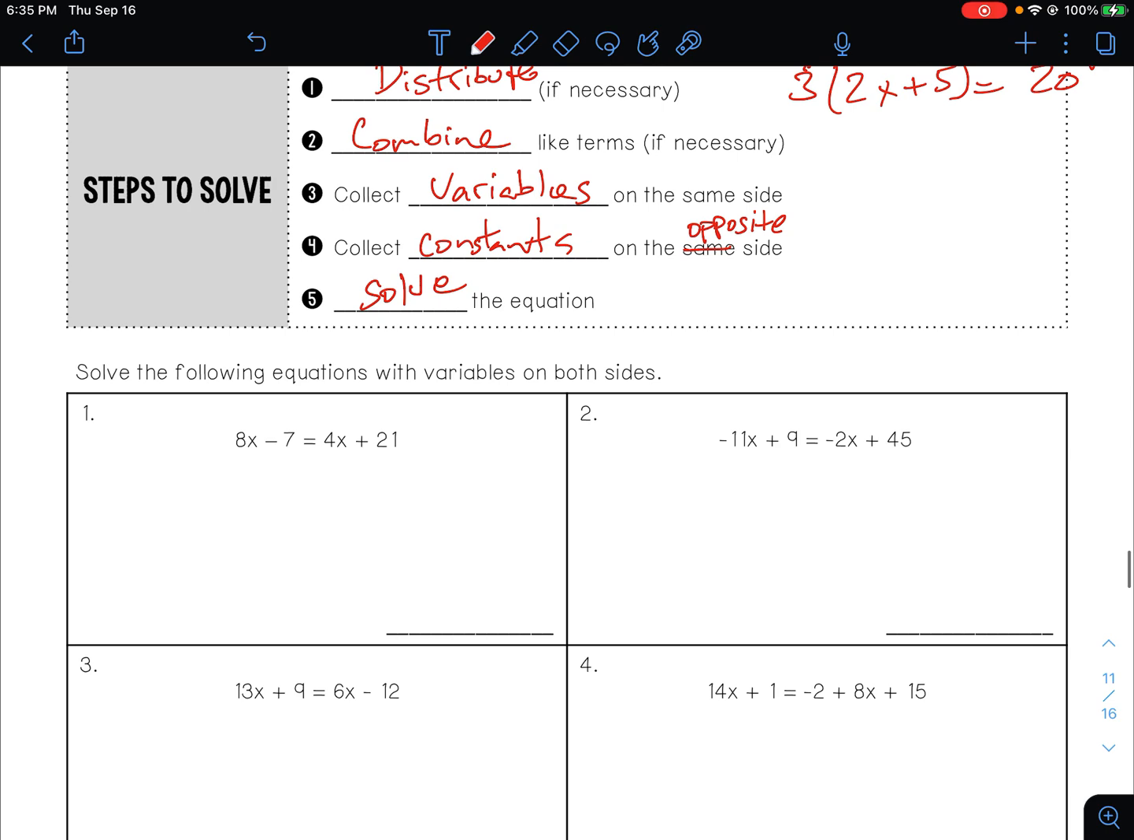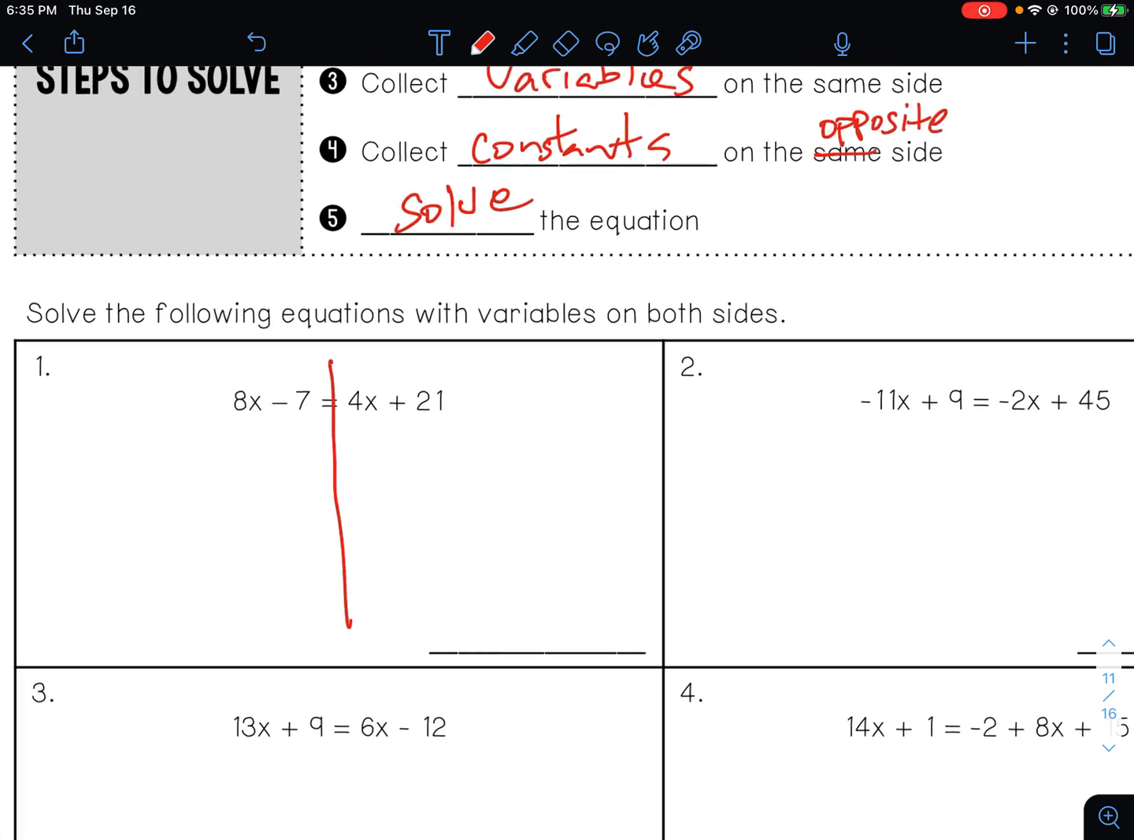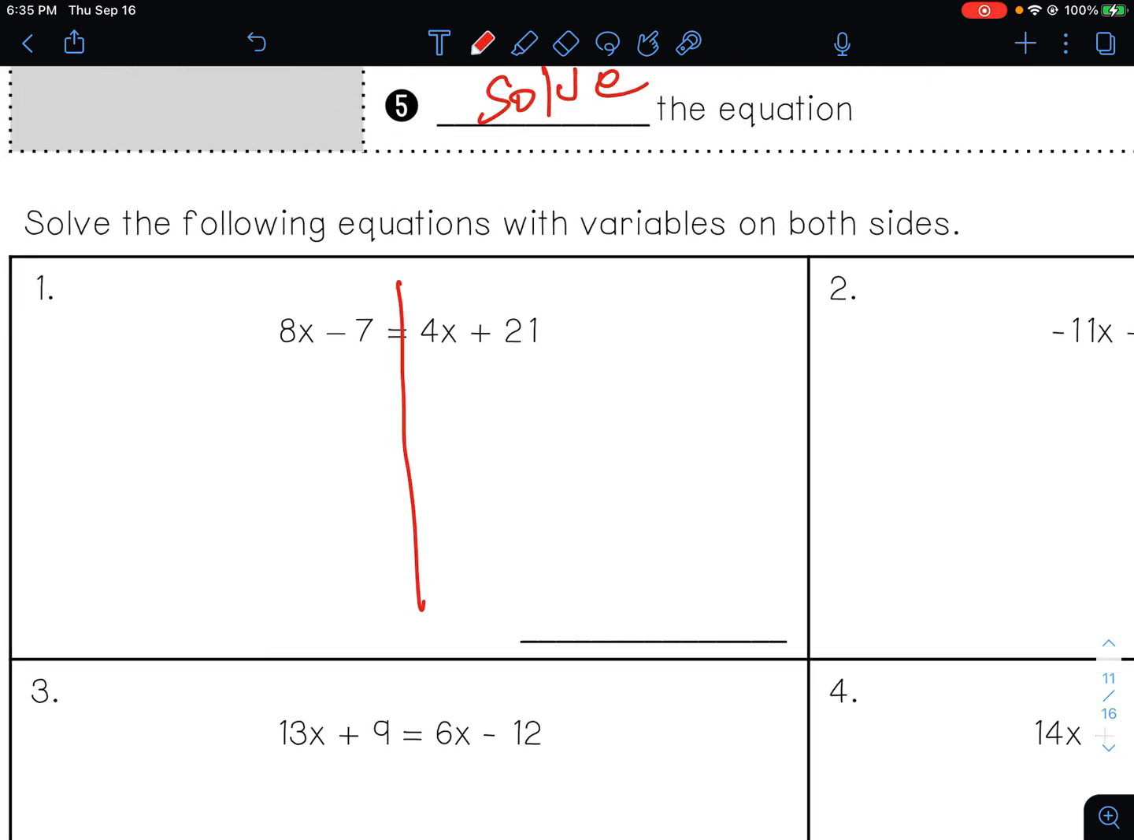All right, we have our equation. Let's draw our wall down the middle. We have 8x minus 7 and 4x plus 21. Should I get rid of the variable on this side or get rid of the variable on that side? Should I put my constants on the right or put them on the left?